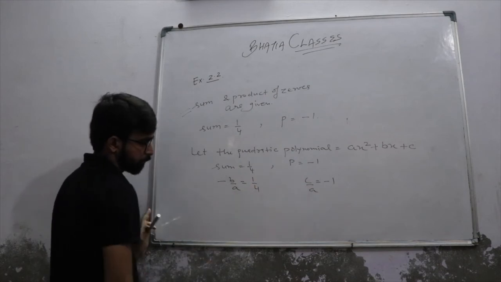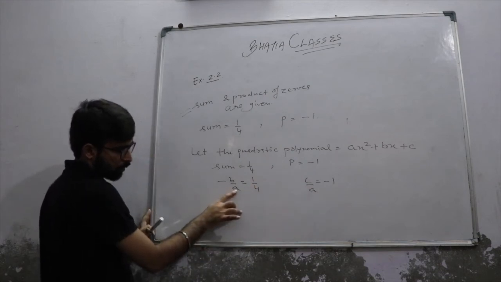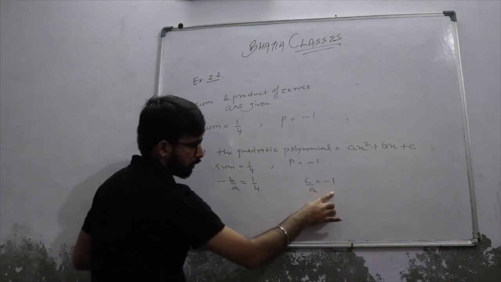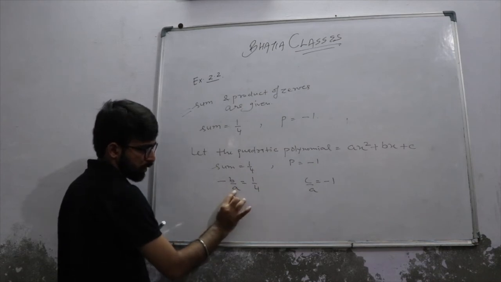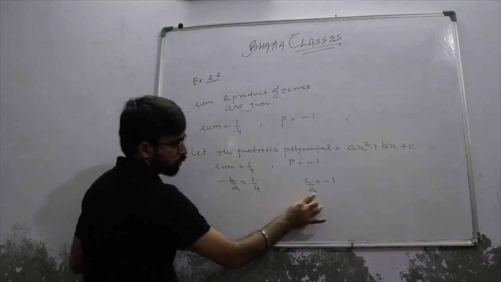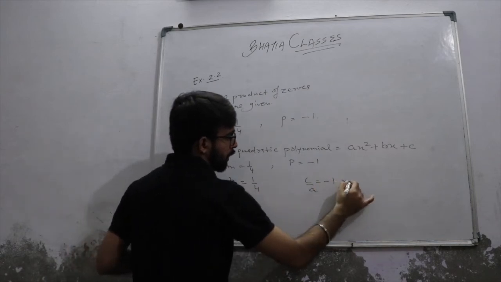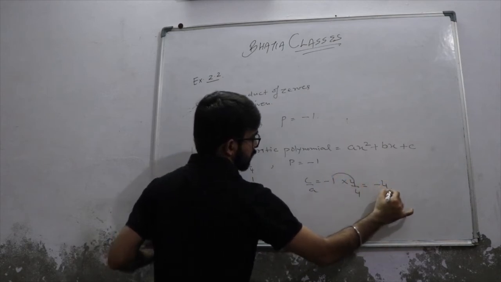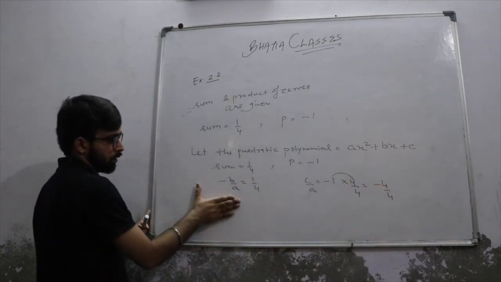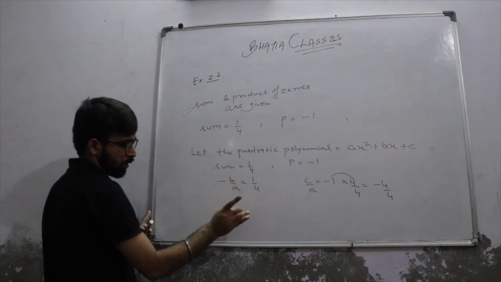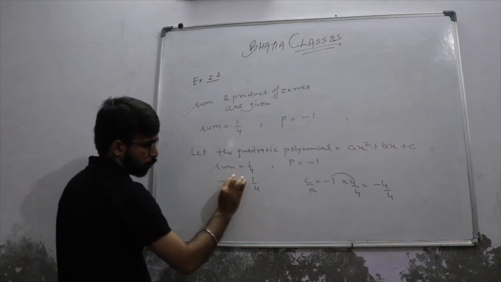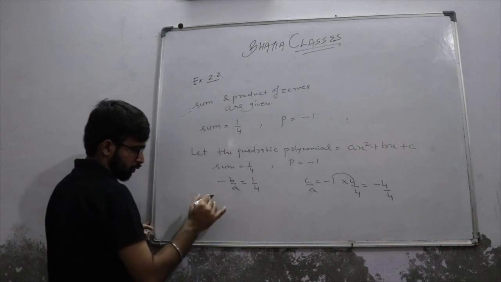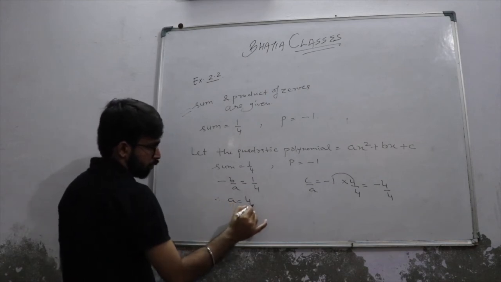Both can be solved directly. Here you can see the value of a. By comparison, a is equal to 4 in the sum, but in the product there is nothing. So you have to make the value of a equal. Make it 4 by multiplying by 4, so you get minus 4 by 4. This is the method to do this type of sum. You have to make the value of a equal in both sum and product. A is equal to 4 and a is equal to 4. Therefore, you got a is equal to 4.